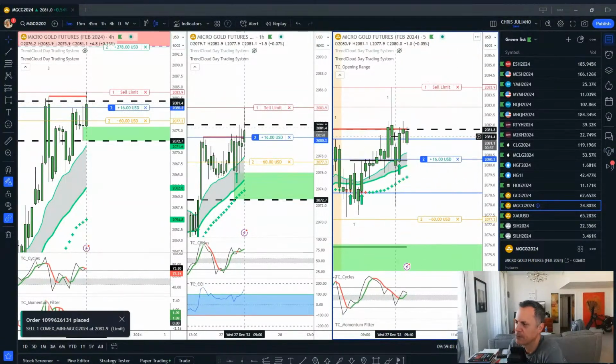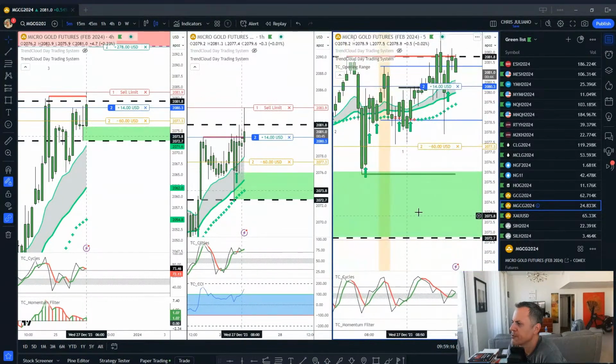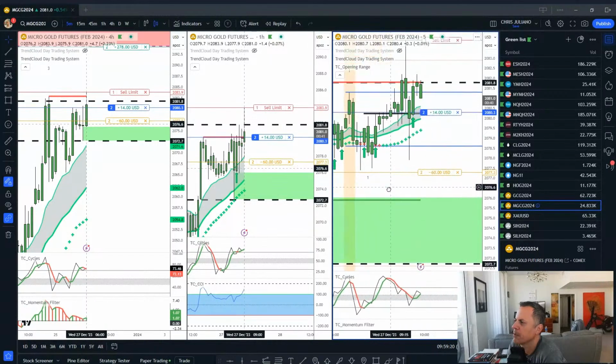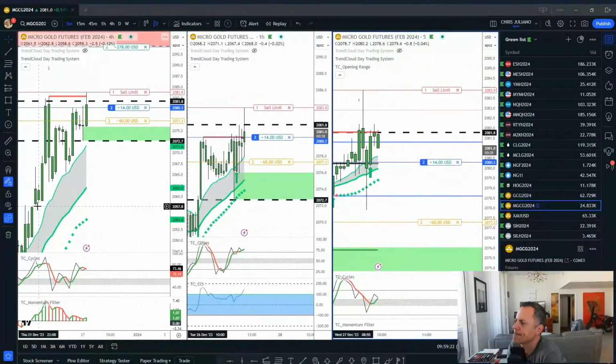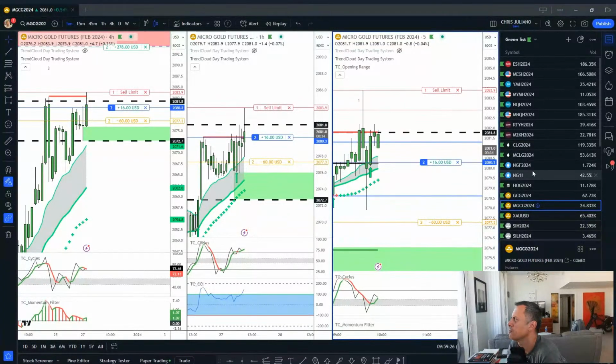Because we want to make money on this. If we break below here, we have an opportunity down here to get back into this trade. Very good. Very, very good.